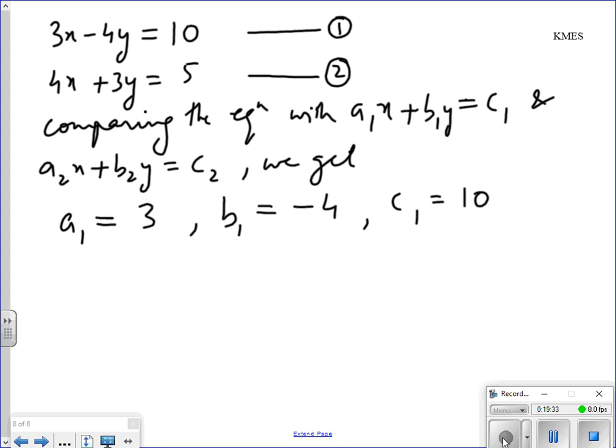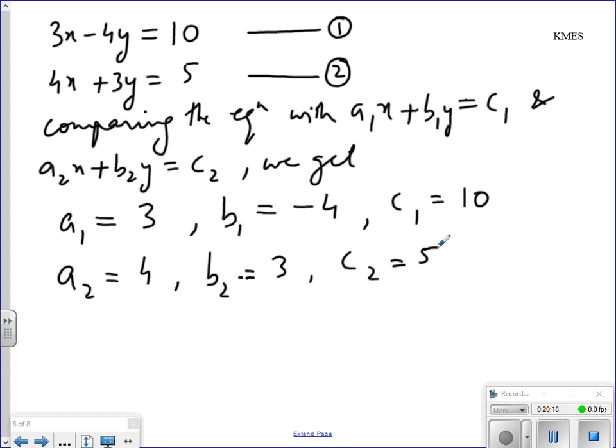Similarly, if we compare the second equation 4x plus 3y equal to 5 with a2x plus b2y equal to c2, we get the coefficient of x, a2, as 4, b2 will be 3 and c2 will be 5. So now we have the second step ready with us. a1 is 3, b1 is minus 4, and c1 is 10. Similarly, a2 is 4, b2 is 3, and c2 is 5.